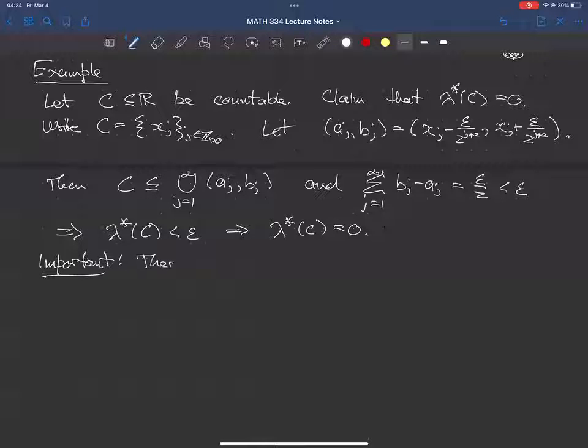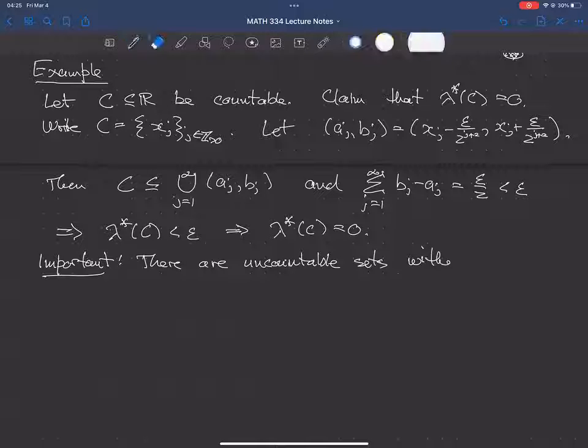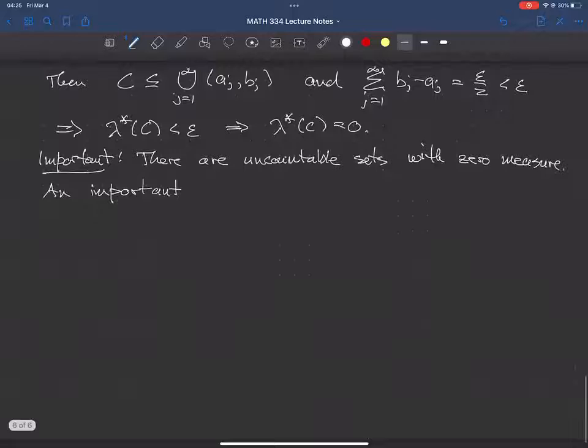That is, there are uncountable sets with 0 measure. Let me give you an example of one such. This is actually an important set for a variety of reasons, none of which will matter to us too much in this course.